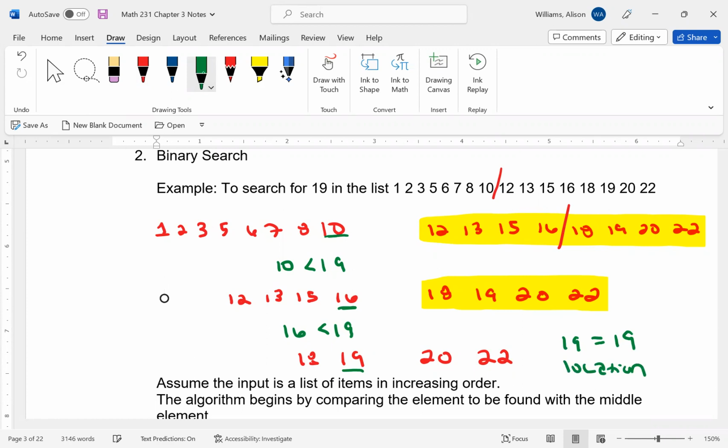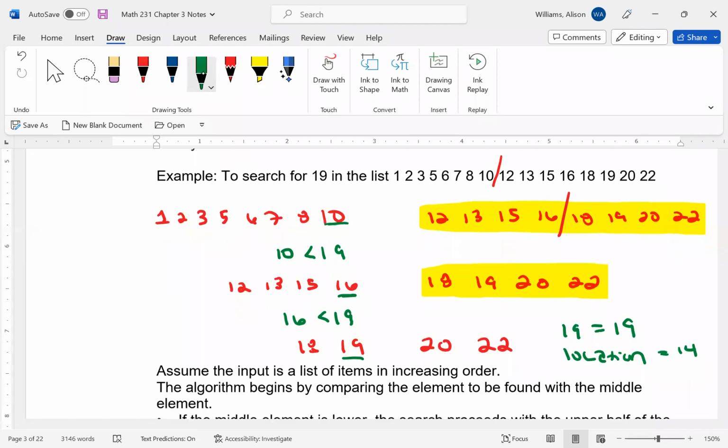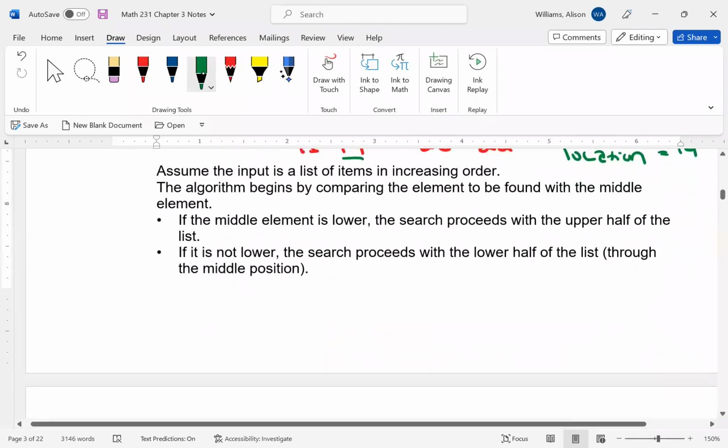Now that number happens to be the 14th term on the list, so they will return back the 14th term. Here, we're going to have to talk about how they kept track of placement. Let's go ahead and look at the list of the way they did the algorithm.